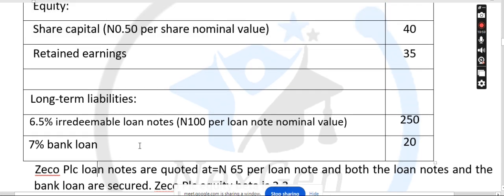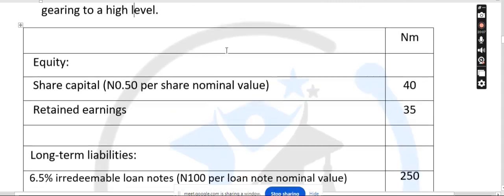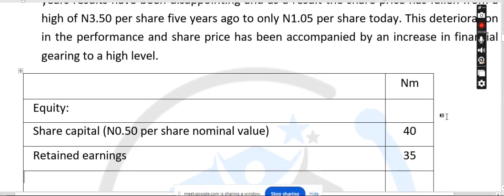We need to determine the value of equity. Okay, let's start here. Don't forget that from the question, we're told that as a result, the share price has fallen from a high of 3 naira 50 kobo per share 5 years ago to only 1 naira 05 per share today. That is the current market price. Now, don't forget that this is the 40 million and this is the nominal price or value.